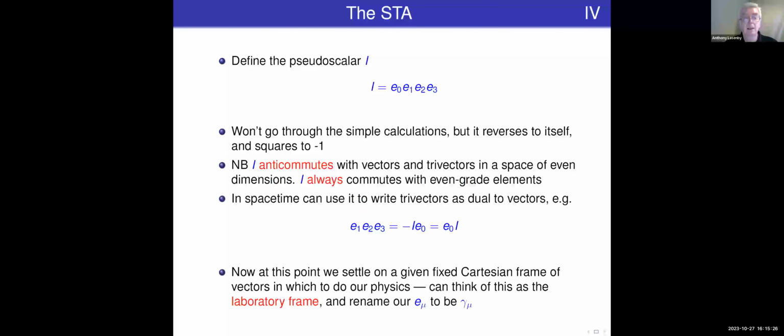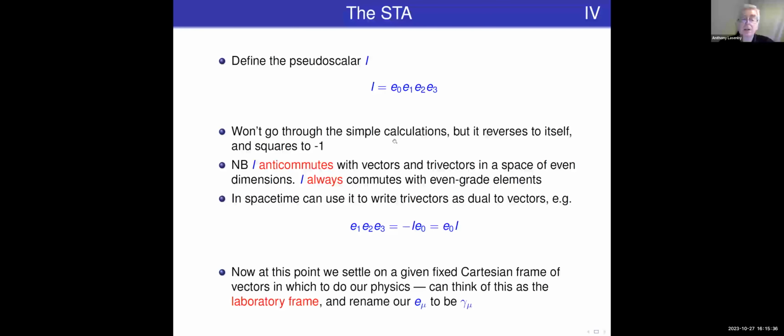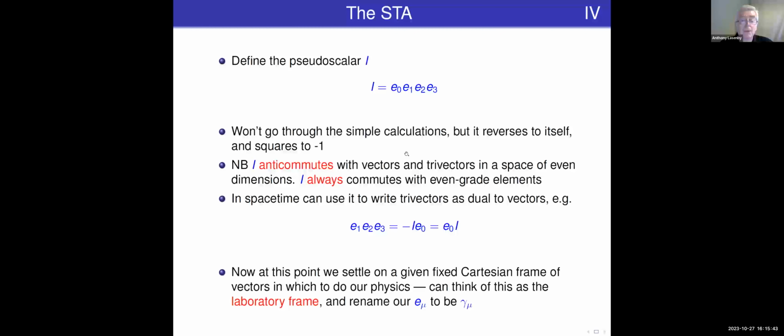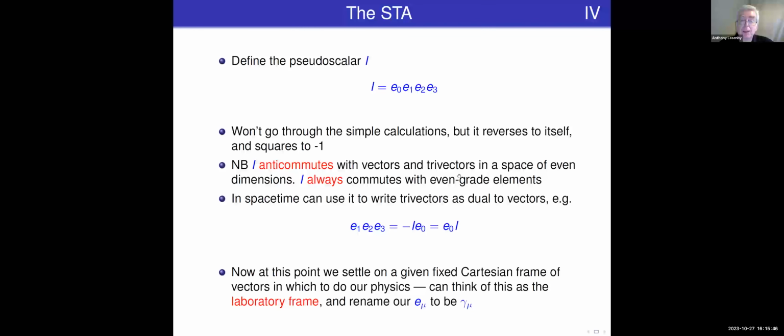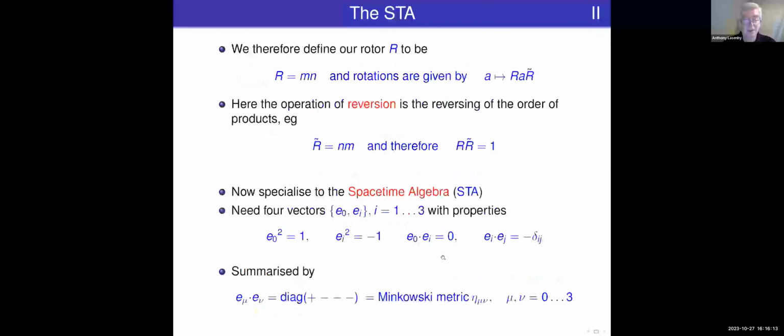Okay, next the pseudoscalar. So we define the pseudoscalar I. In any space, it's a product of all the basis vectors, which you see happening here. I won't go through the simple calculations attached, but basically it reverses to itself and squares to -1. And in fact, I anticommutes with vectors and trivectors in a space of even dimensions and always commutes with even grade elements. Now, in spacetime, we can use it to write trivectors as dual vectors. For example, e1e2e3 is -I e0, which is e0 I. And then there are another 4 going with I times the ei. So at this point, sorry, I used the wrong thing.